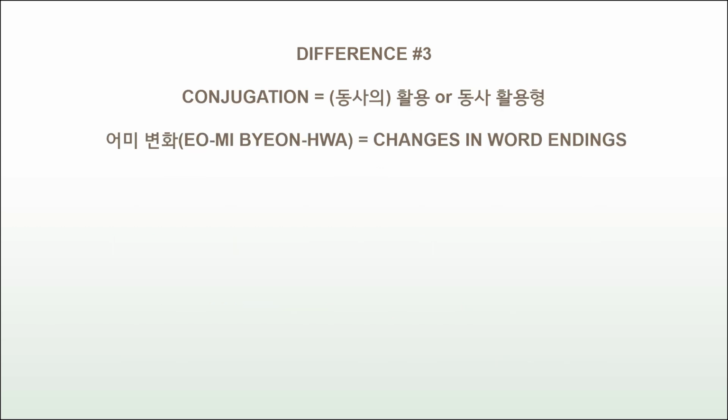So, difference number three is conjugation. If you look up the word conjugation in a Korean dictionary, you'll probably see this. 동사의 활용 or 동사 활용형. However, we usually say 어미 변화, which means changes in word endings. Anyway, you also use conjugation in English when expressing tenses and other grammatical features.